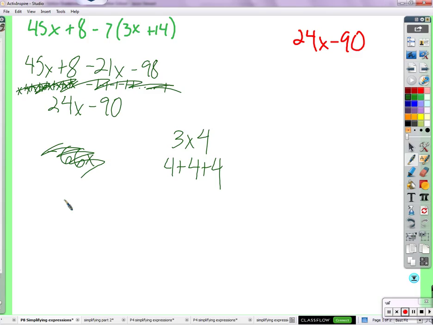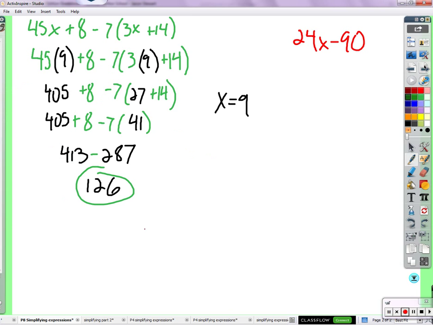Okay. So then we plug 9 into here and here, and we got 126. We left off at the end of class with me asking you to plug 9 in here. So let's see what happens when we do that. 24 times 9 is? 216. Minus 90. 126. That look familiar? It's the same as this guy over here.